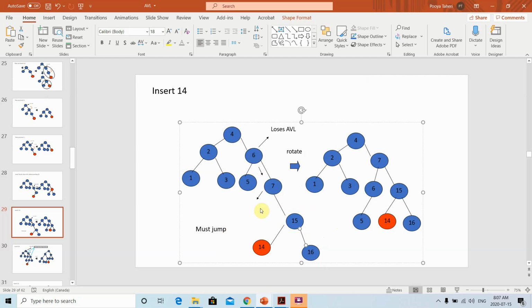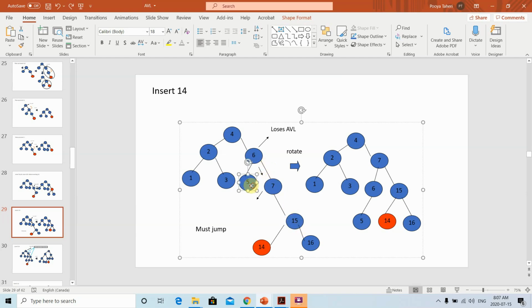So we have to do a left rotation. What three nodes did we do rotations on? It was 6, 7, and 15. Let me just go back to what we had here. You're doing rotations on 6, 7, and 15. This is where we are right now. We still have to do a left rotation around this node for 6, 7, and 15.